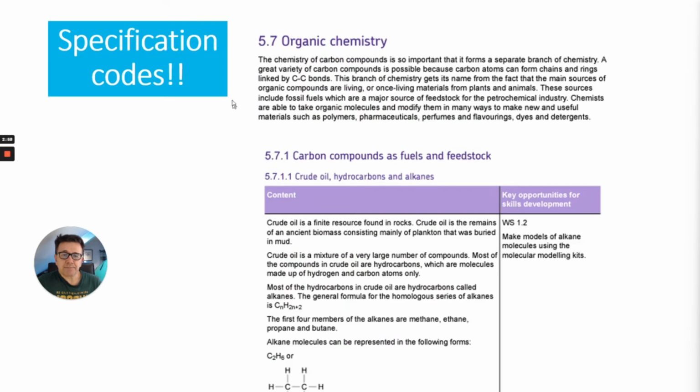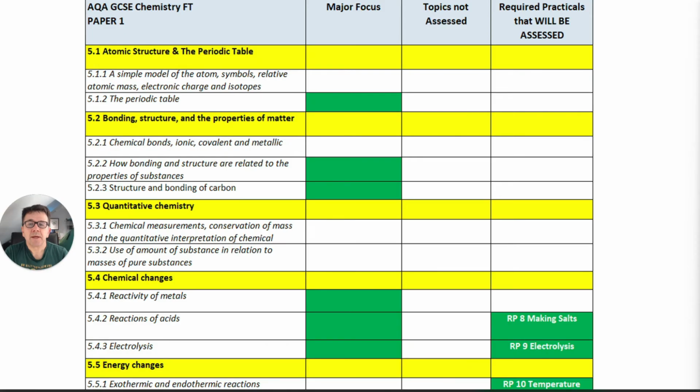Okay, and then it's split up. So this is what I mean by specification code. So 5.7 is organic chemistry, and if we split it even further, 5.7.1 is carbon compounds as fuels and feedstock, and then it separates it even further into another hierarchical code. So there we go. Okay, so let's look at Paper 1.